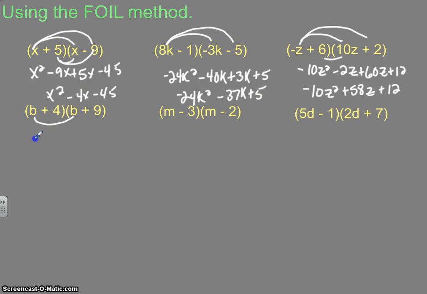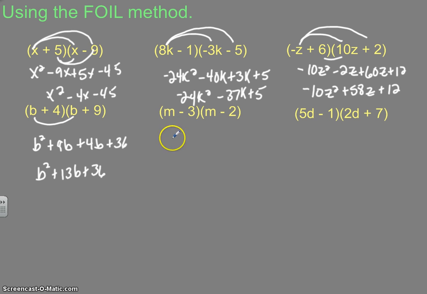Multiply the first. b times b is b squared. The outsides would be plus 9b. The insides would be plus 4b. And then the last would be 9 times 4, which is 36. The two middle terms add together, so that is b squared plus 13b plus 36. And that is done. Okay, moving on here.